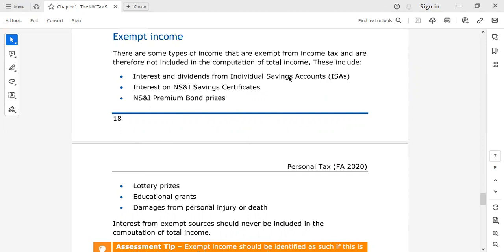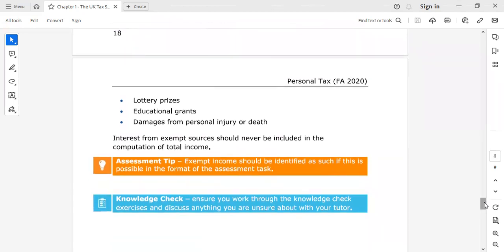Interest and dividends from ISAs, interest on national savings and interest certificates, national savings income bonds, premium bond prizes, lottery winnings, educational grants, and damages from personal injury or death. Interest from exempt sources should never be included in the computation of total income. Assessment tip: exempt income should be identified as such if this is possible in the format of the assessment task.